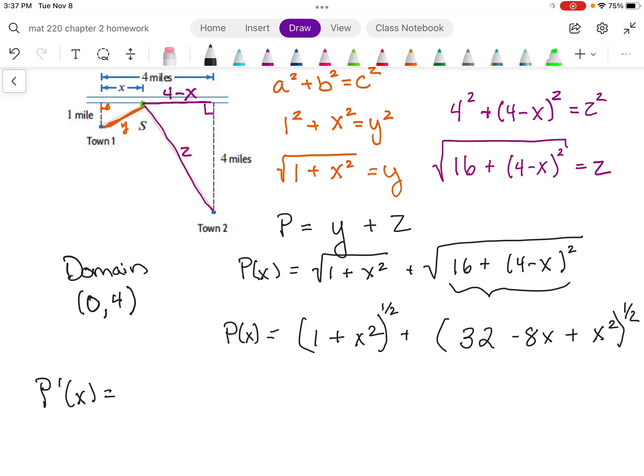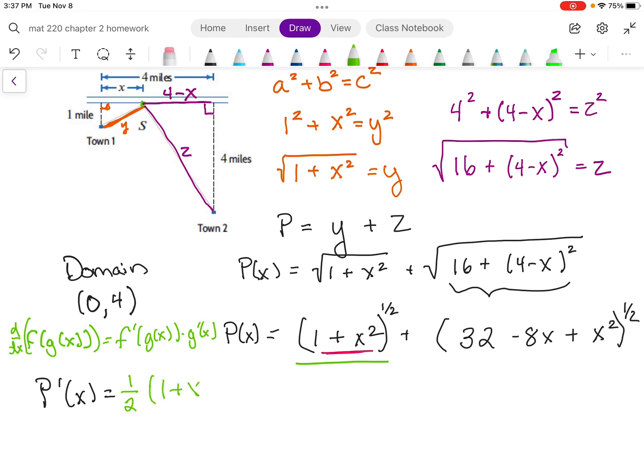All right, I got chain rule going on here. If you notice, I have an inner function and then I have an outer function. And when we do chain rule, a little reminder: if you have the f of g of x situation and I'm taking the derivative of that, I would take the derivative of the outside function with the inside function plugged in times the derivative of the inner function. So here my outer function is that square root, so its derivative would be 1/2 times 1 plus x squared all to the negative 1/2 power.